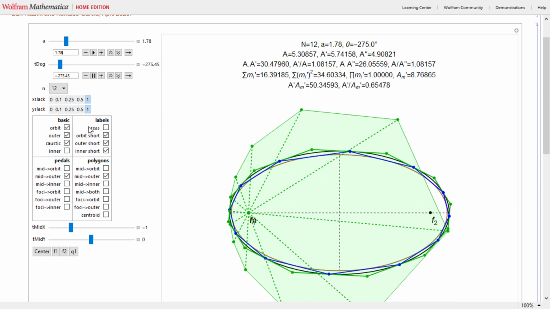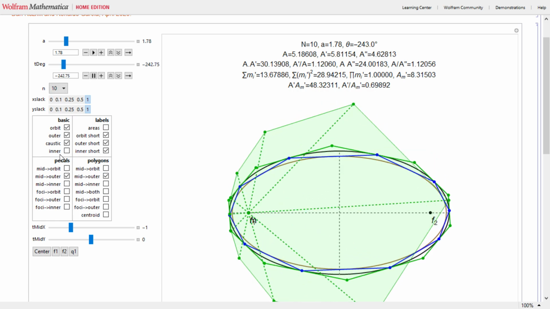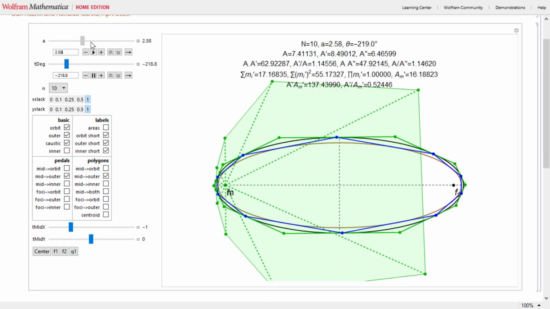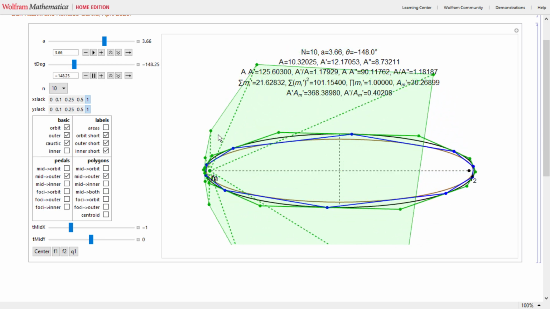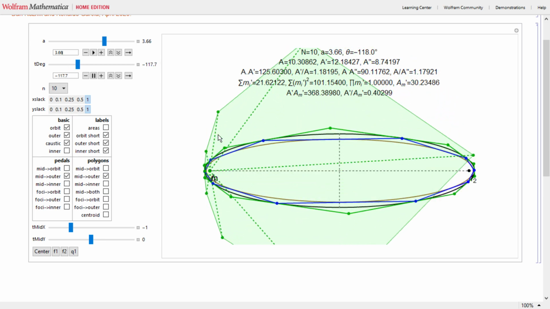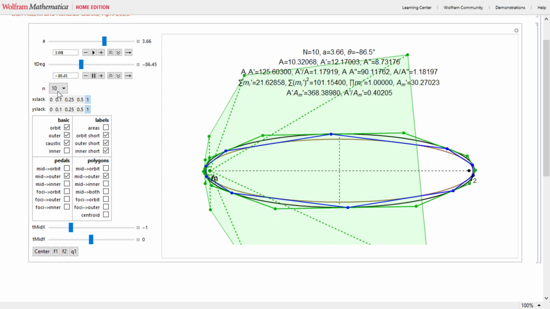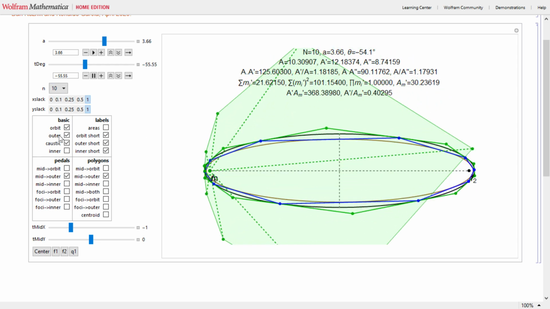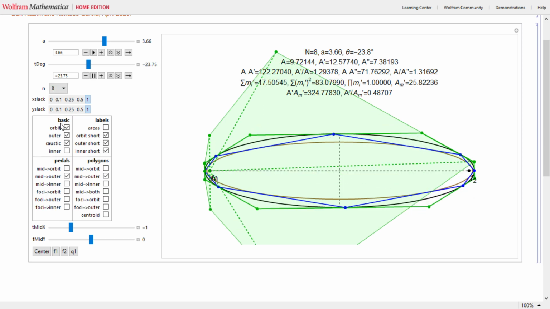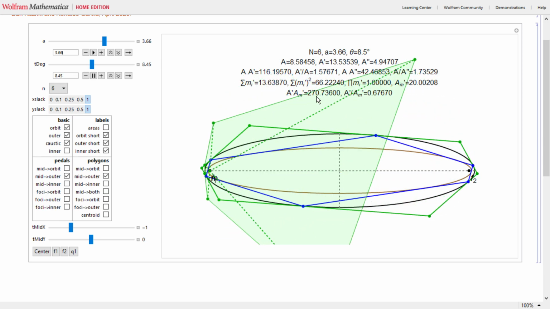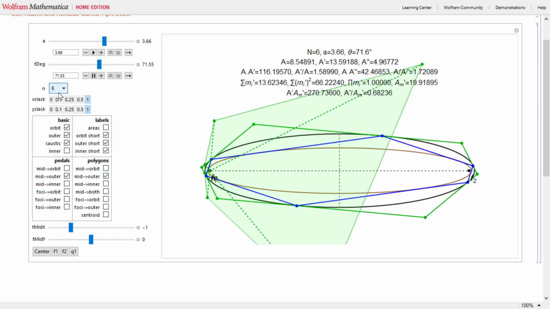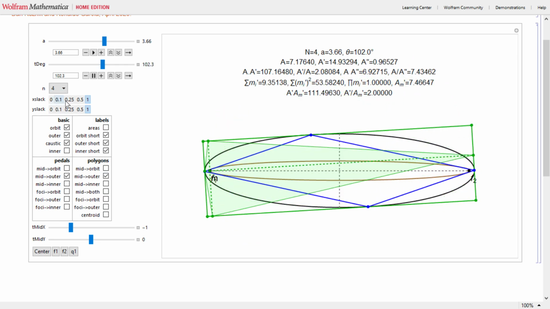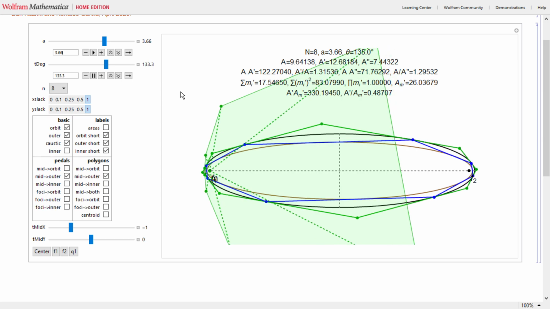No, I'm not getting n equals 12. Let's go to n equals 10. Let's exacerbate this here. Yes. So looks like I'm getting constant product at n equals 10 and n equals 6. There it is. 6 and 10. And I'm getting constant ratio at 4 and 8.